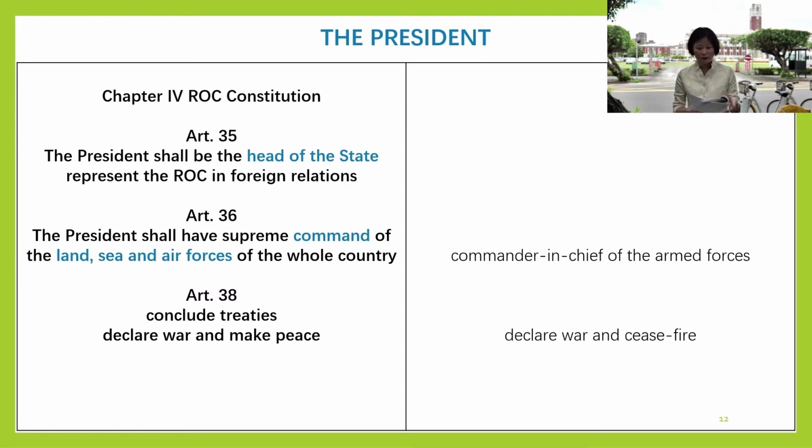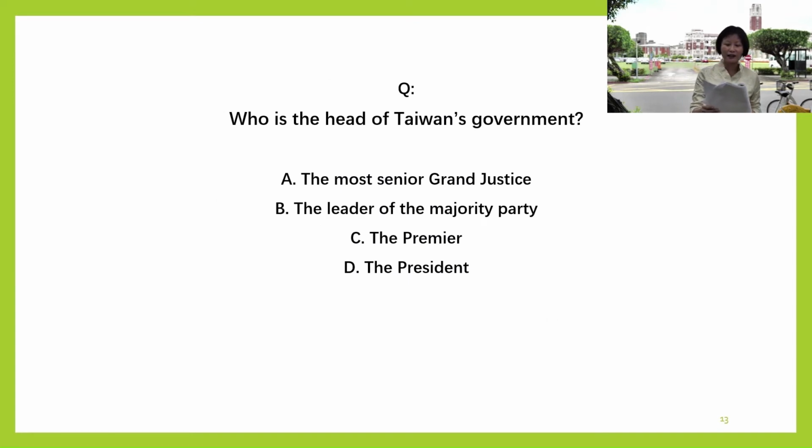So with this knowledge, you can now answer the test question: who is the head of the government? Is it A, the most senior Grand Justice, or B, the leader of the majority party, or C, the premier, or D, the president? Well, the Grand Justice, they interpret the Constitution, so they are the leaders of the judiciary. The answer B refers to the leader of the majority party. The majority party in Taiwan right now is the Democratic Progressive Party, the DPP, and the leader of the DPP right now also is the president. But it doesn't always have to be like this, right? So the best answer here actually is D, the president. But right now the president is also the leader of the majority party.